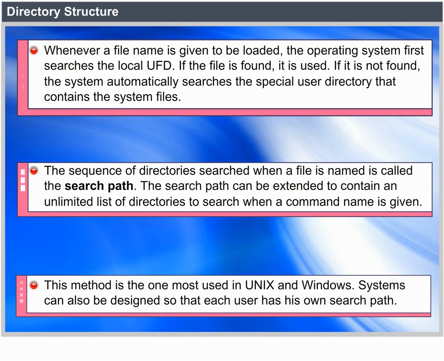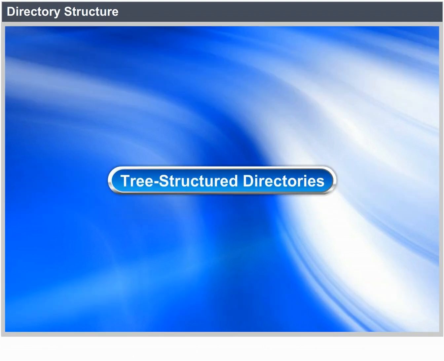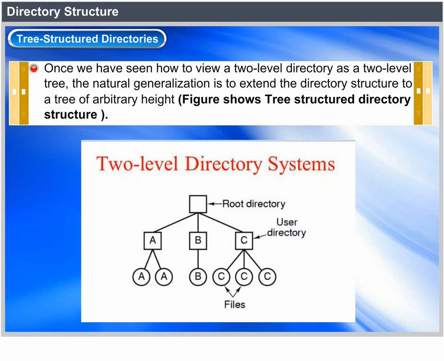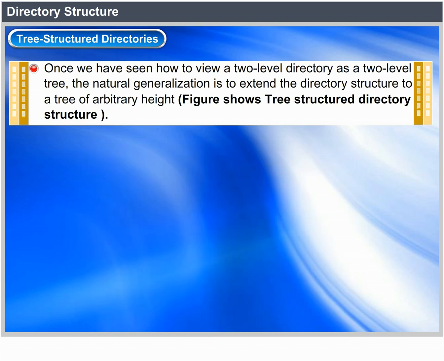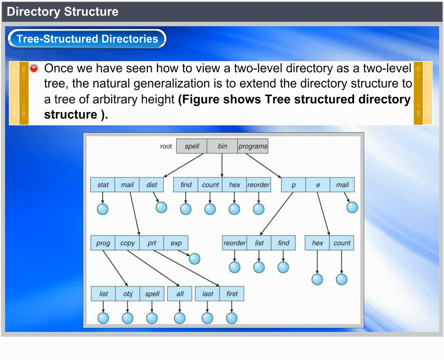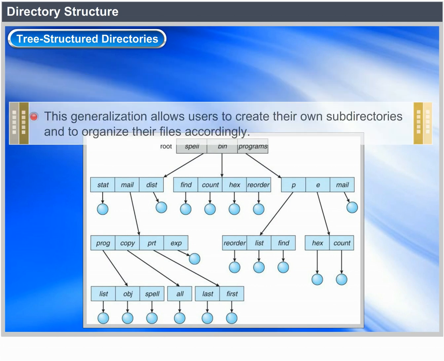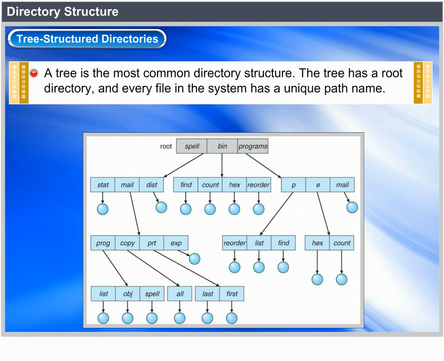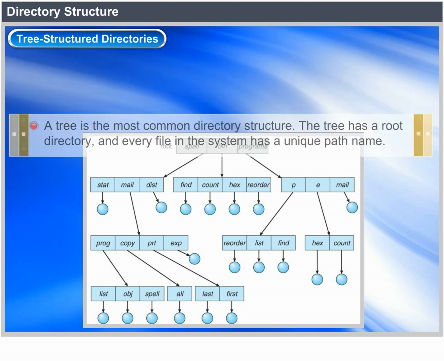Tree-structured directories. Once we have seen how to view a two-level directory as a two-level tree, the natural generalization is to extend the directory structure to a tree of arbitrary height. The figure shows a tree-structured directory structure. This generalization allows users to create their own subdirectories and to organize their files accordingly. A tree is the most common directory structure. The tree has a root directory and every file in the system has a unique path name. A directory or subdirectory contains a set of files or subdirectories.